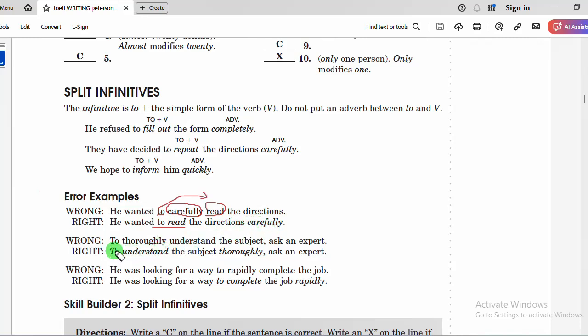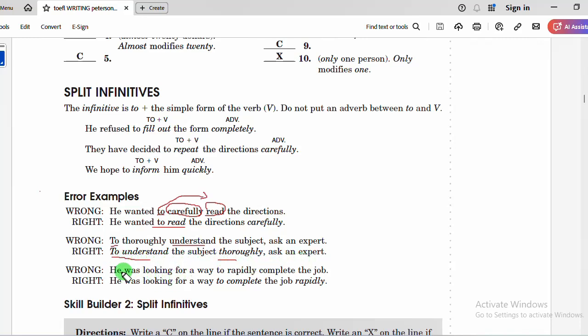Another example. To thoroughly understand the subject, ask an expert. Here again, let's highlight to, and its infinitive is understand. We will find that the adverb thoroughly is inserted between to and understand. In order to fix the mistake here, which is called split infinitive, we need to move the word thoroughly away in order not to go between to and its infinitive. So the writer said, to understand the subject thoroughly, ask an expert.